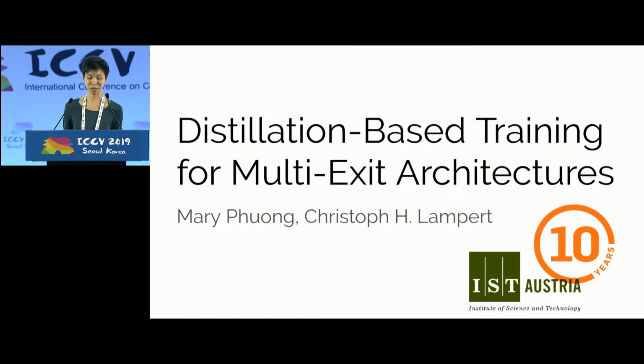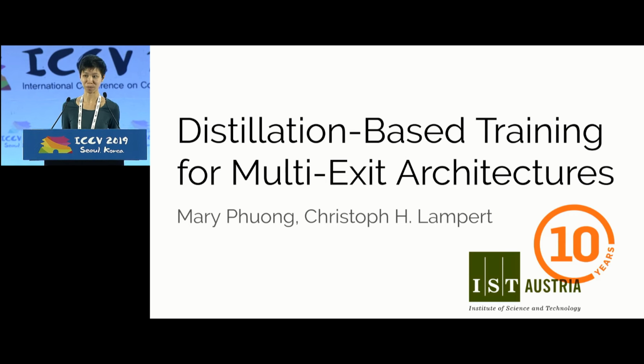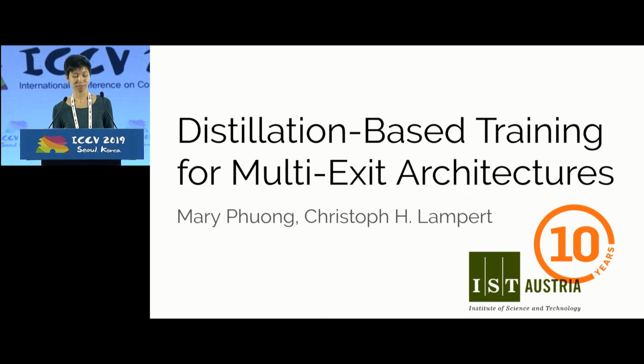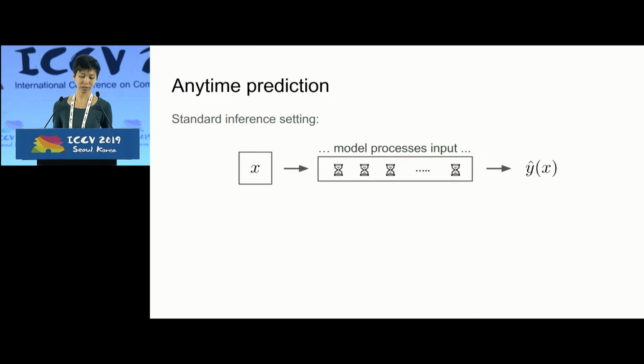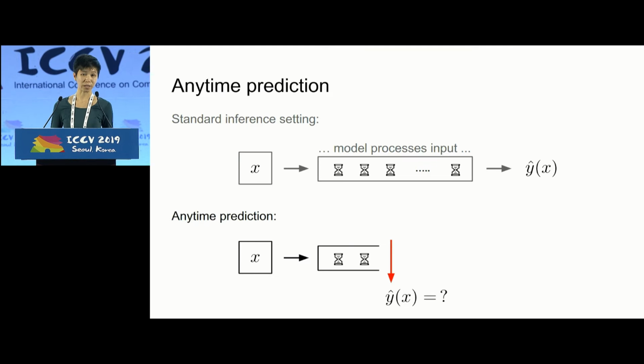Hi, my name is Mary Fung, and I'm going to present a joint work with Christoph Lampert at IST Austria. So in this work, we're interested in a task called anytime prediction. Recall that in the standard inference setting, the processing of any input we give to the model takes a fixed amount of time, which doesn't depend on the input. But in anytime prediction, which is the task we're interested in, we allow the model to be exogenously stopped by the user at any time, and the model has to provide a valid prediction at the time that it is stopped. So you can think of this as allowing early stopping at this time.